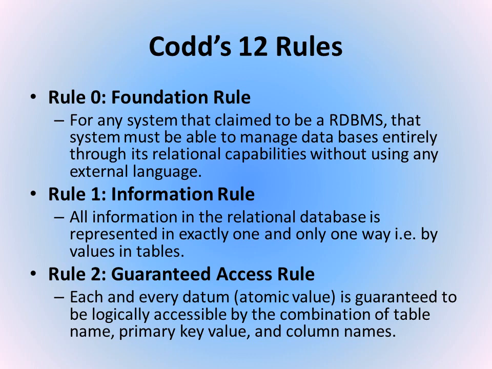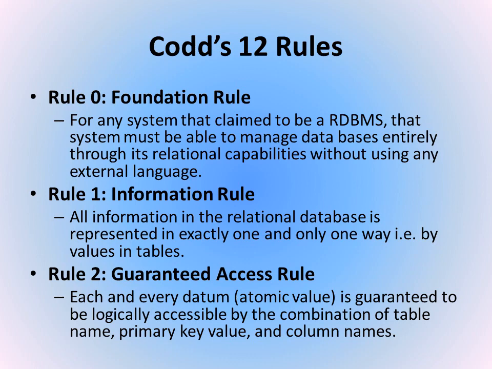Metadata includes all information such as table name, column name, data type. Tables that store such information are parts of the data dictionary. Data are represented in only one way, and that is as the values within columns and rows. Each cell should have a single data item, that is, each cell should have an atomic value. Now, rule 2, that is the guaranteed access rule.